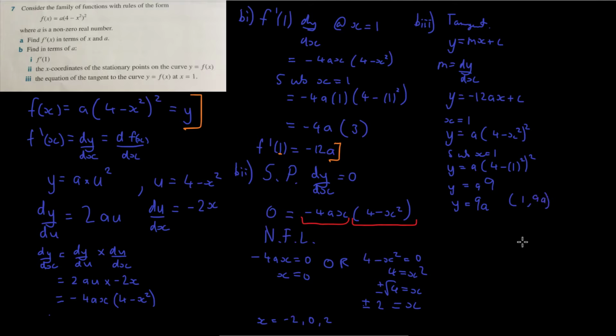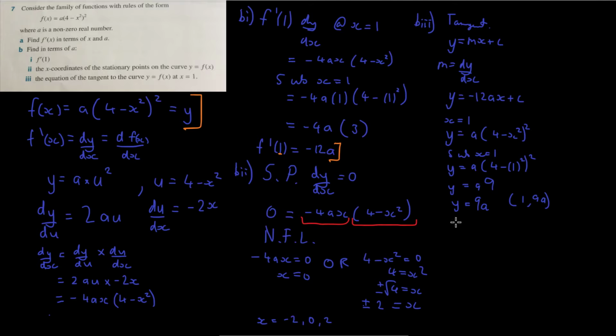Now don't be worried. y, of course it's going to have an a in it because our original function has that constant. We don't know what it is. It doesn't matter. It's just a constant. It could be 1, it could be 2, whatever. Now that we've got an x and a y value, we can sub that into our tangent formula to find our c value. So let's do that now.